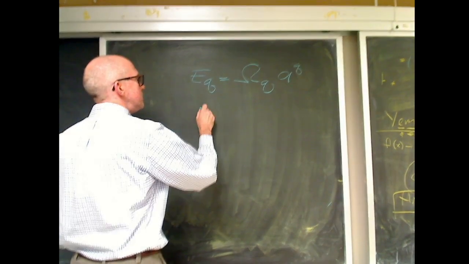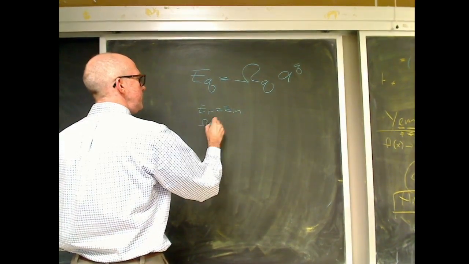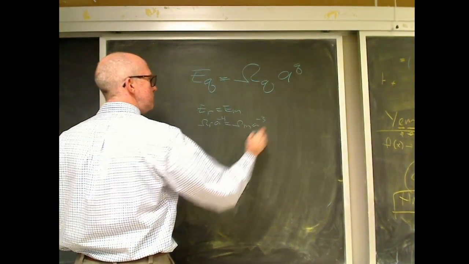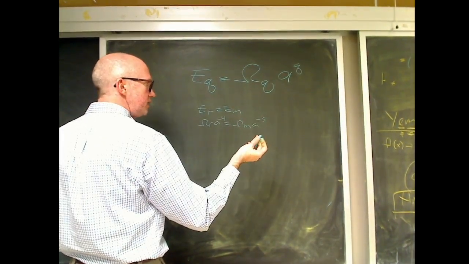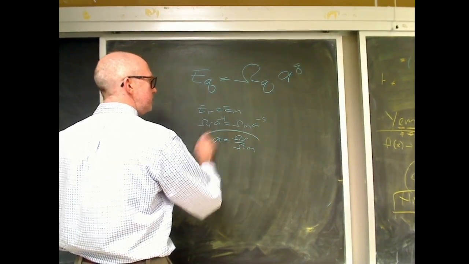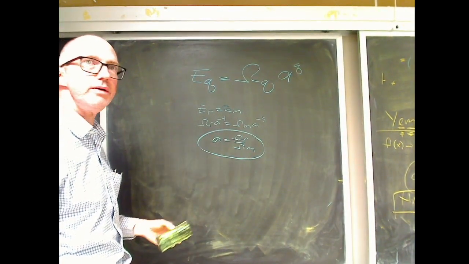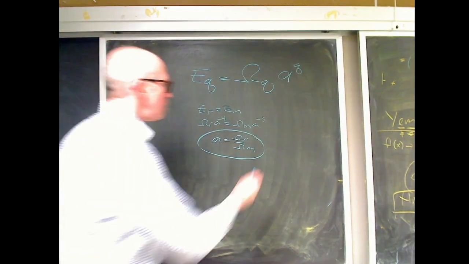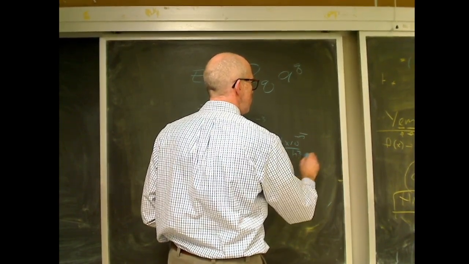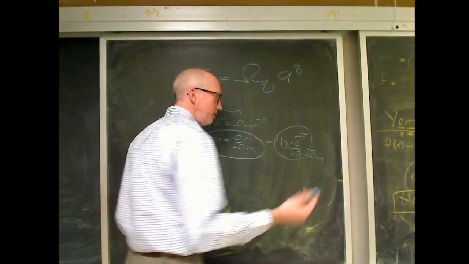So we say that E radiation equals E matter. That means that omega radiation A to the minus 4 equals omega matter A to the minus 3. So we just solve for A, and we get that A equals omega radiation over omega matter. So the scale factor that this happens at is whatever this ratio is. And we look this up, and this is 4 times 10 to the minus 5 over h squared, 1 over omega matter. This is omega radiation, and this is omega matter.